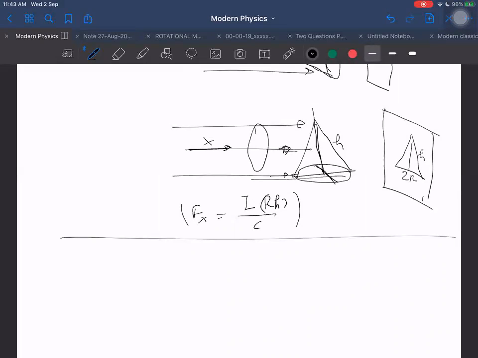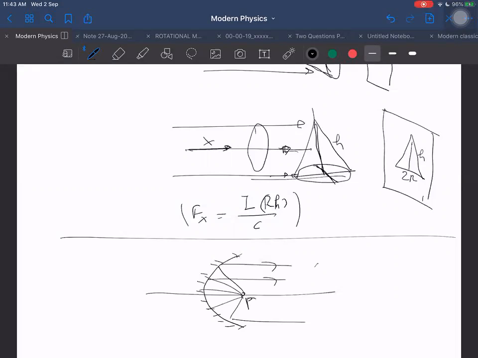Other cases we can think of. Maybe I have a parabolic mirror and a point source is placed at the focus, and from there the rays fall on it in all directions, and then these are reflected back parallelly. You know already this will be reflected back parallelly. Power of the point source is P. What will be the force on the parabolic mirror?